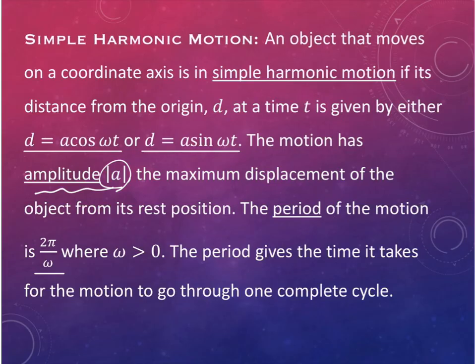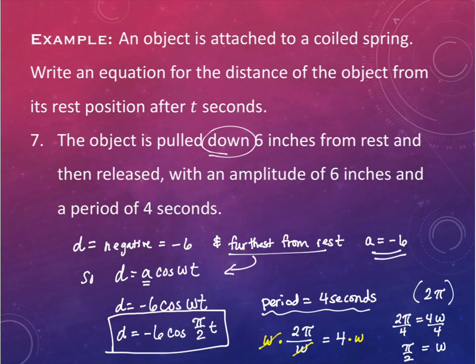So if I asked you, what's the amplitude of this? You would not say the amplitude is negative 6. You'd just say the amplitude is 6. Okay? But the value for A is still negative 6.